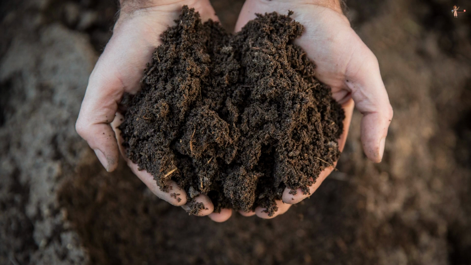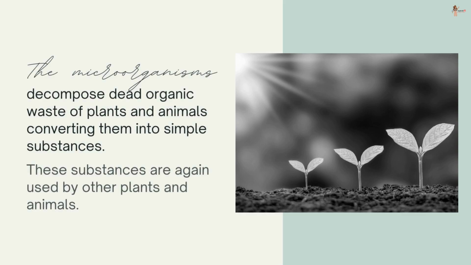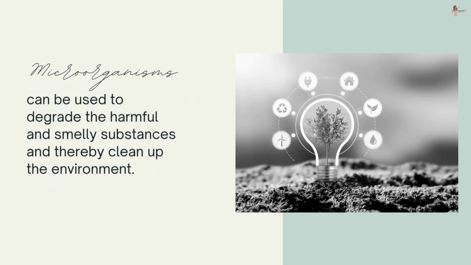You often see large amounts of dead organic matter in the form of decaying plants and sometimes dead animals on the ground. You find that they disappear after some time. This is because the microorganisms decompose dead organic waste of plants and animals, converting them into simple substances. These substances are again used by plants and animals. Thus, microorganisms can be used to degrade the harmful and smelly substances and thereby clean up the environment.